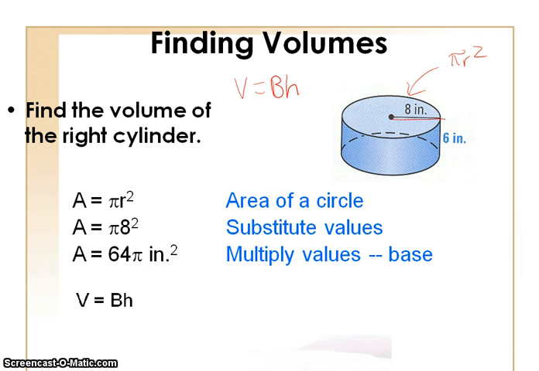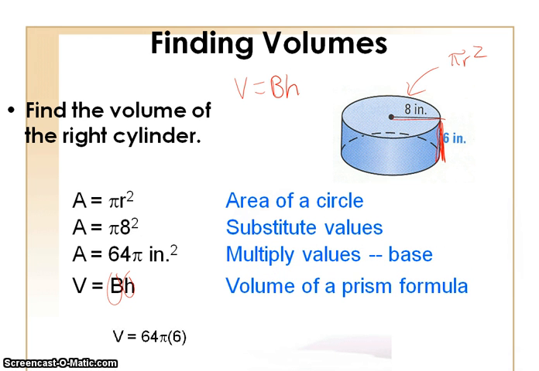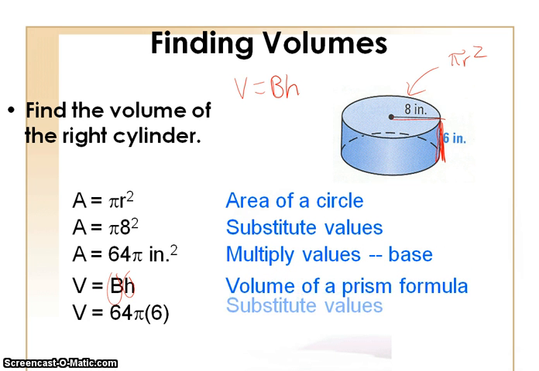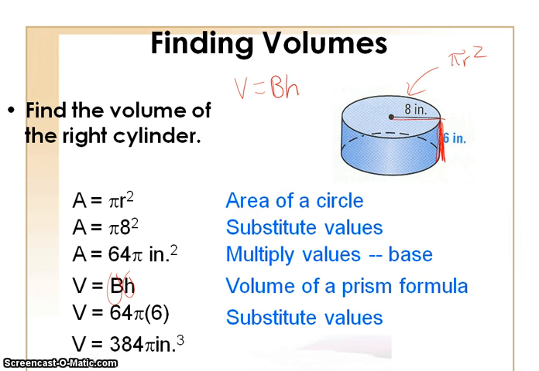We have to multiply that area of the base times the height, and our height in this case, the distance from base to base, is 6. So that would be 64 pi times 6, or 384 pi inches cubed. I don't know if I did an approximation here. Oh, I did. If you wanted to do an approximation, it would be 1,206.37 inches cubed.